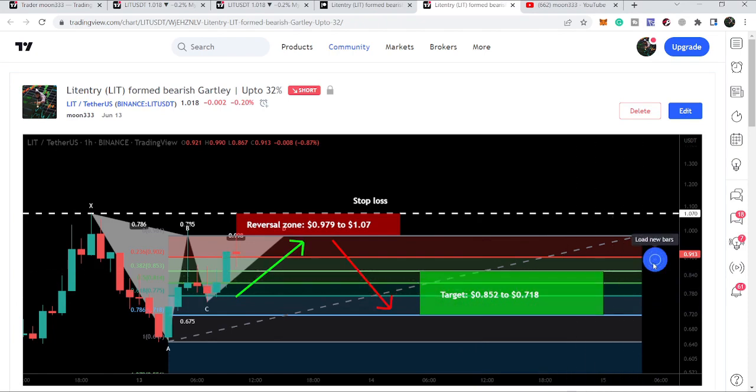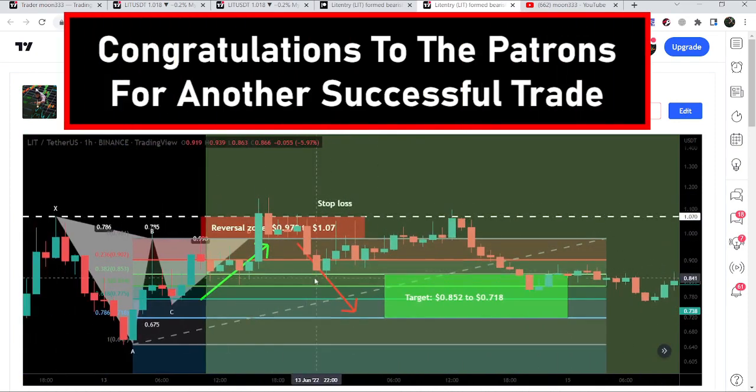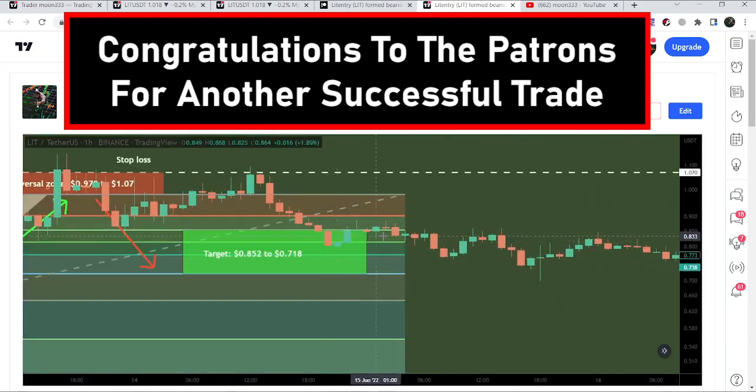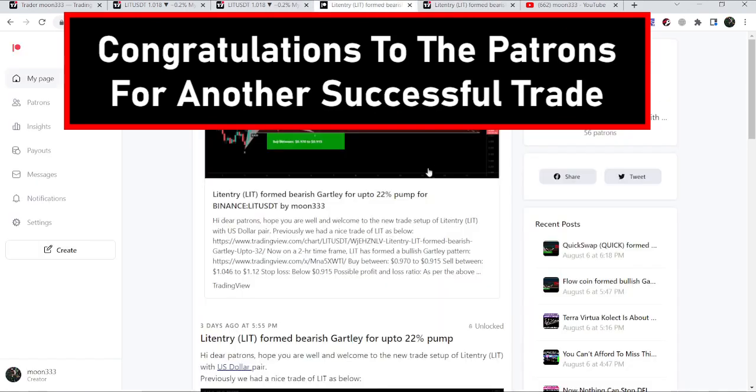Now after playing out this chart, we can see that the price line moved down here, hit the target zone here, again moved up, and again moved down, and then we had another big dump.